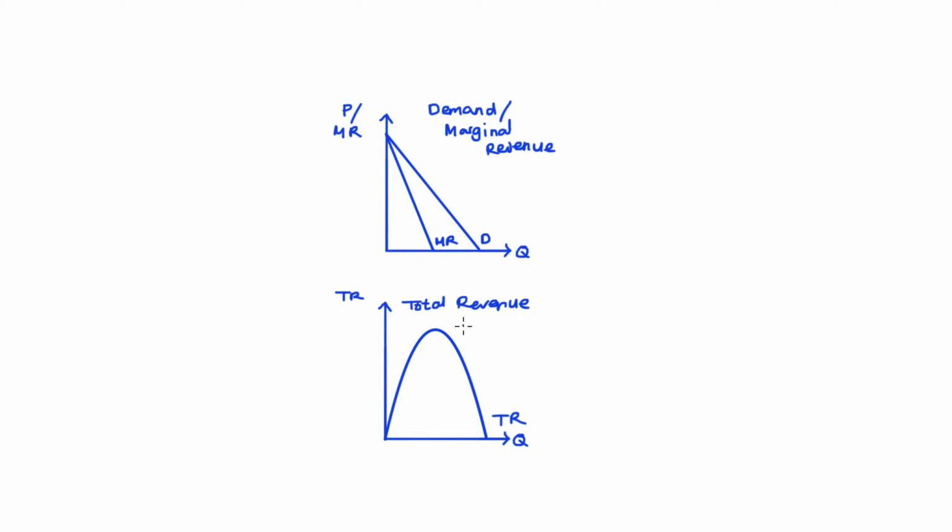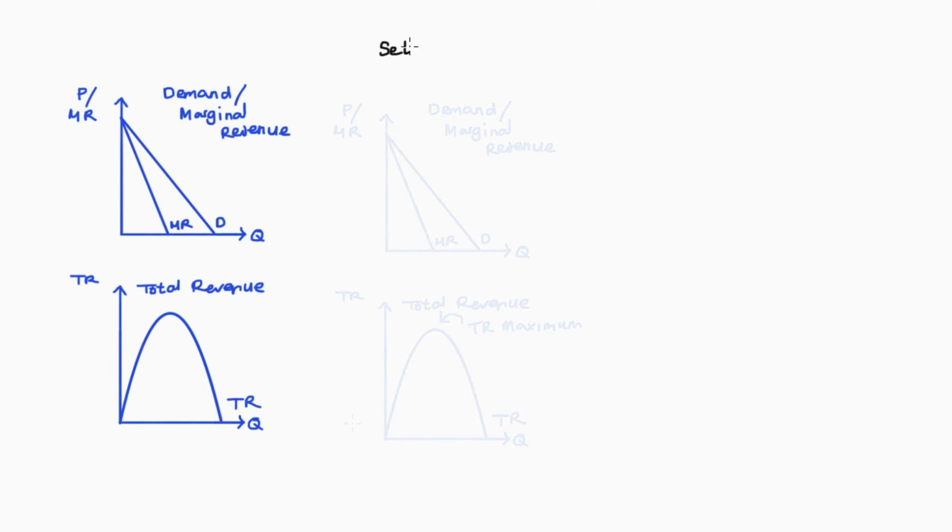For our purposes, what we want to find is right here. So the quantity and the price that's associated with this point where our total revenue is at its highest, or at its maximum. So there are a few ways to find this point, though in this video I'm just going to use the method where I set marginal revenue, which is the first derivative of our total revenue function, equal to 0.